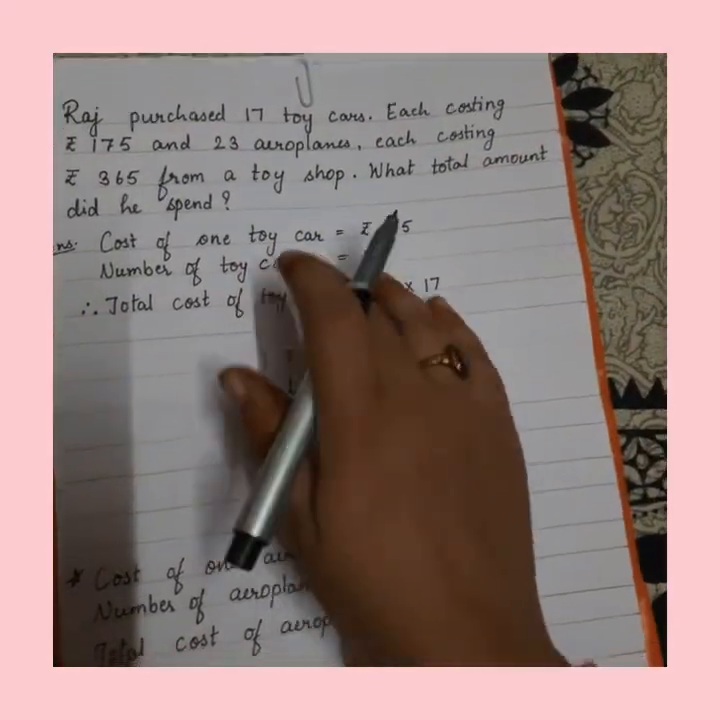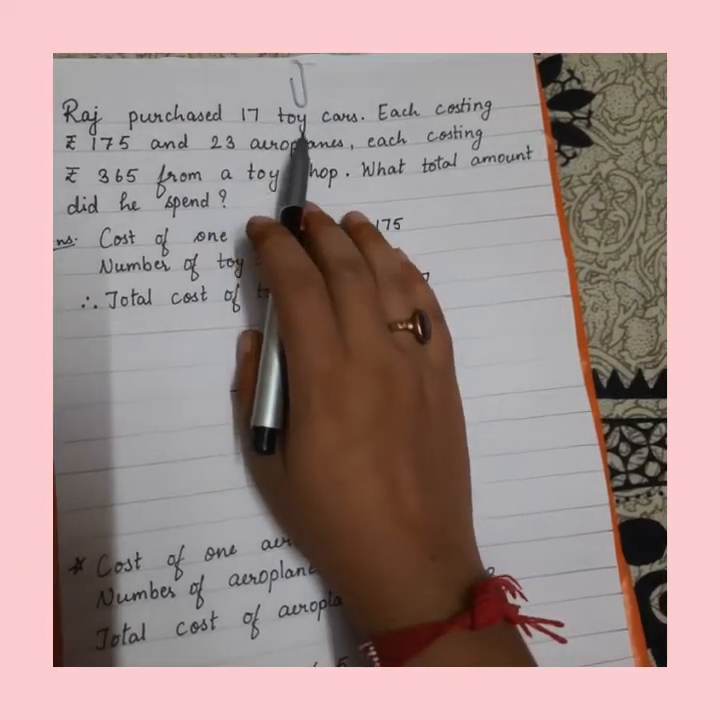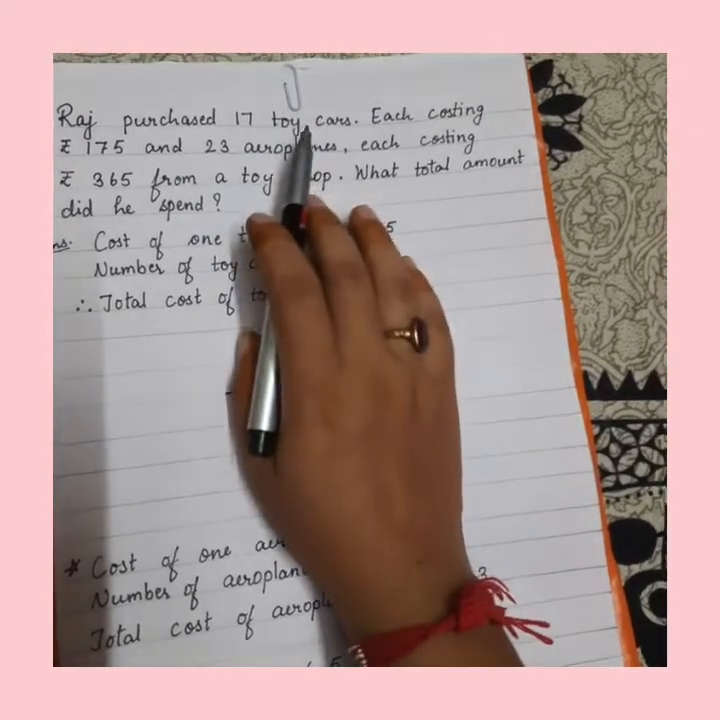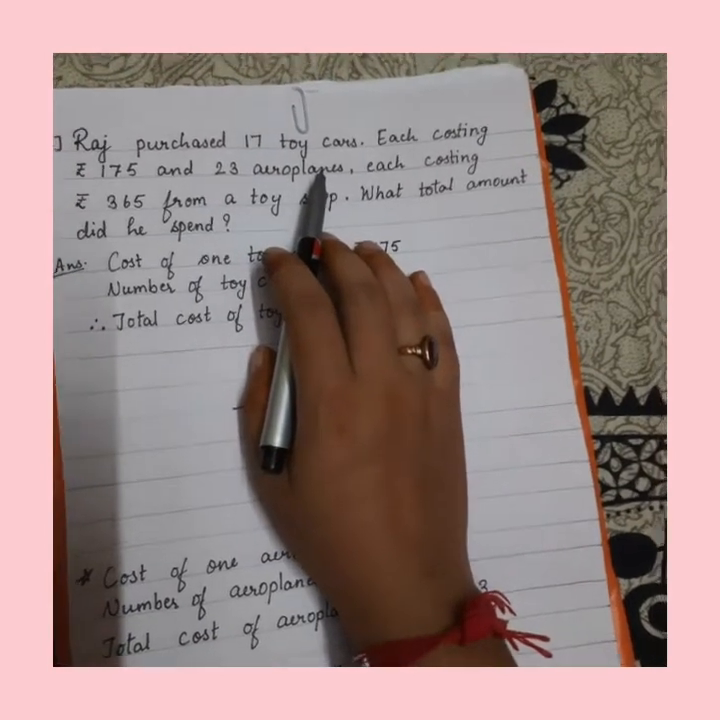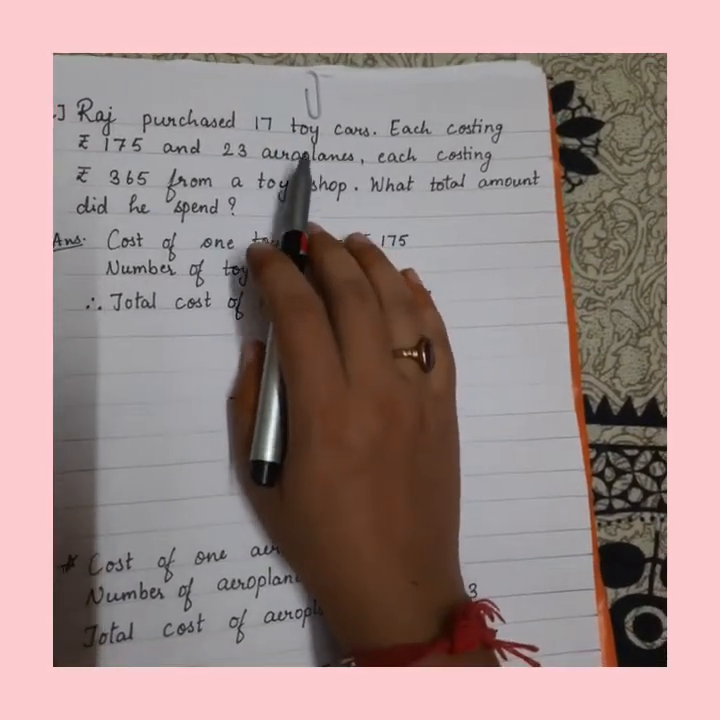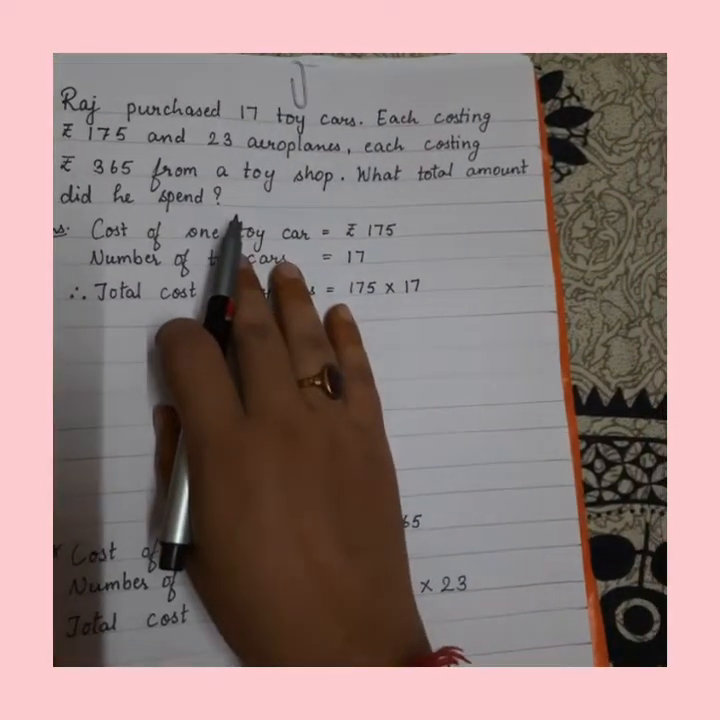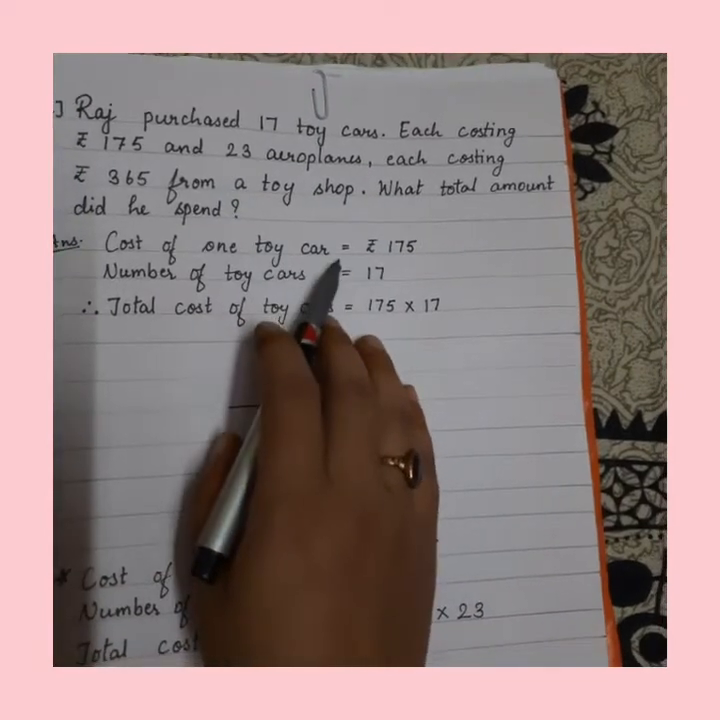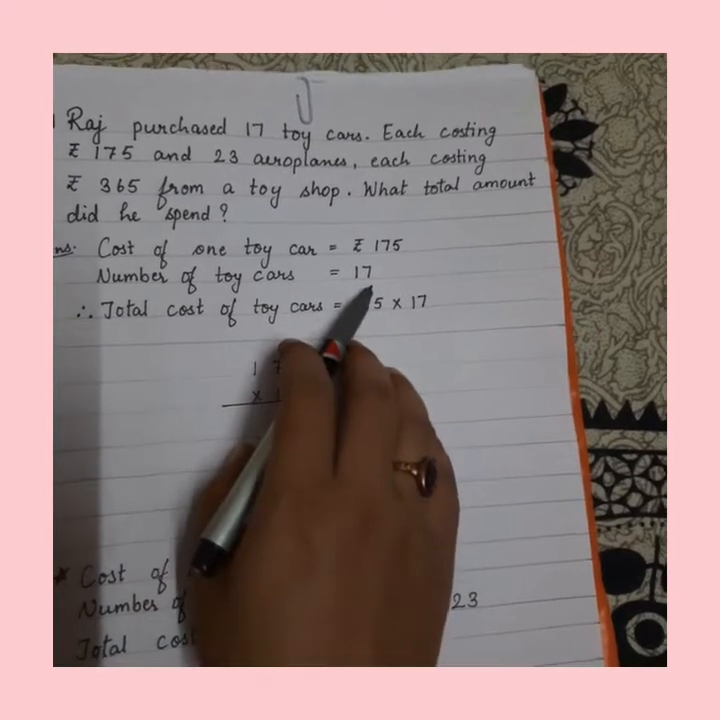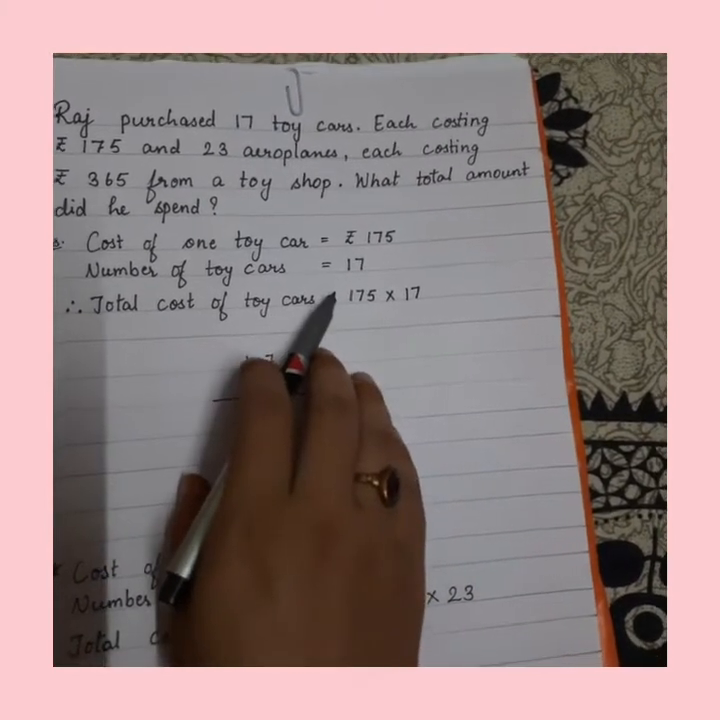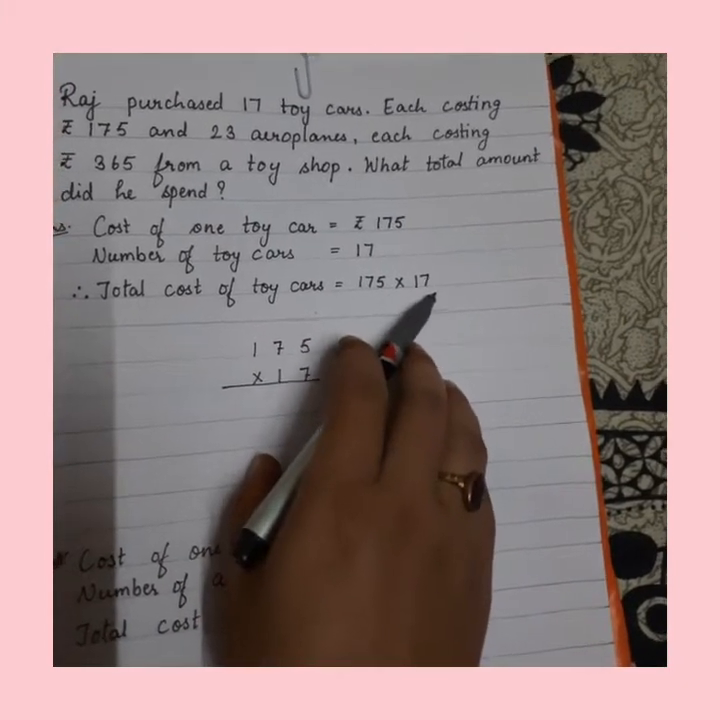So here in the question you can see the child is purchasing two different types of toys, that is car and aeroplanes. So for that, how much total amount he has to spend to that toy shopkeeper, we have to calculate over here. So cost of one toy car is 175 rupees. Number of toy cars are 17. So total cost of only cars, that is 175 multiplied with 17.